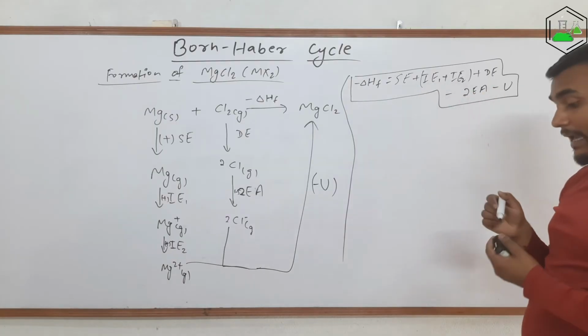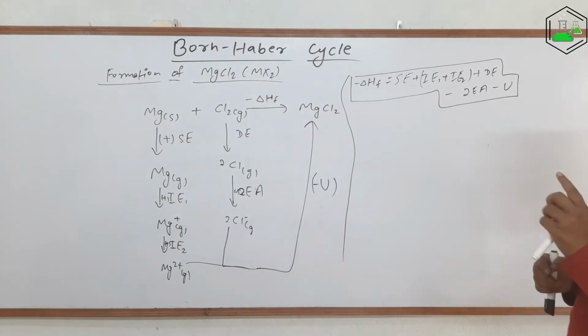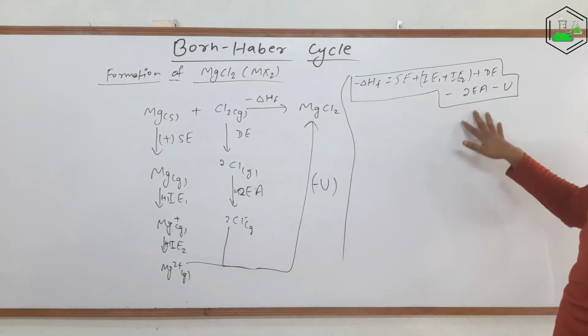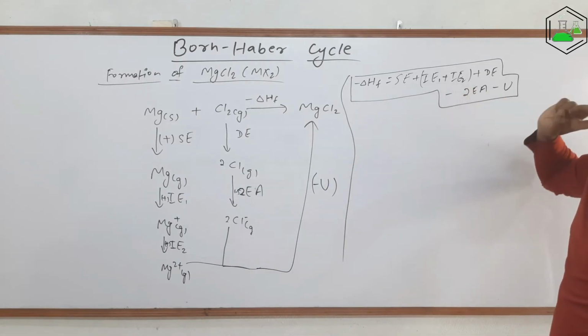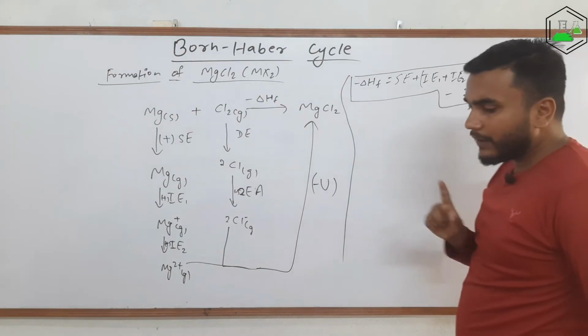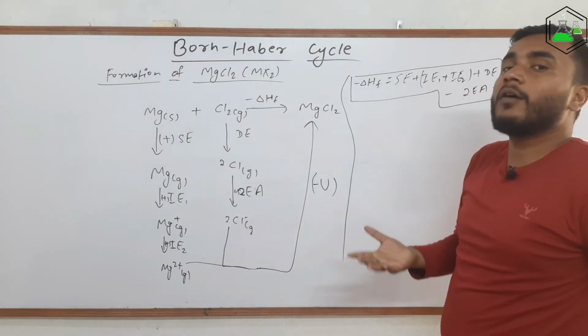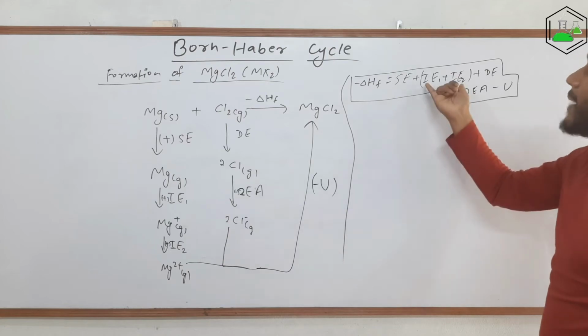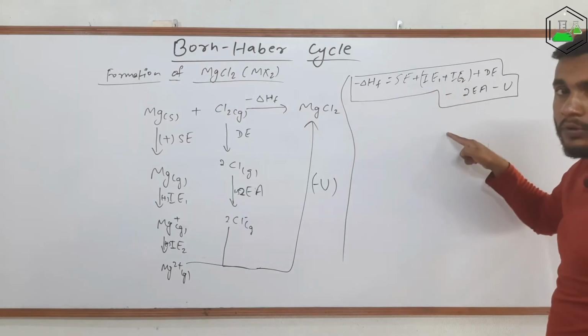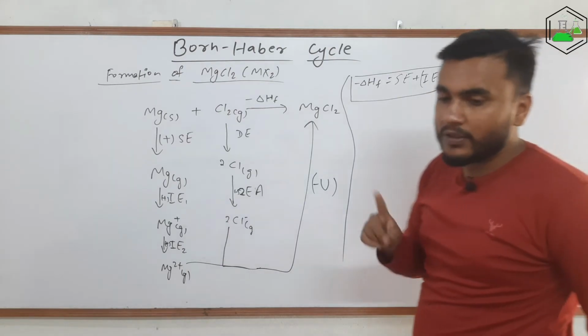In the first case, that is MX type of compound, there were only 6 terms. In this case, there are 7 terms because there are 2 ionization energies. In the examination, if it gives you only the ionization energy of magnesium, that means it is giving the combined form IE1 plus IE2. Otherwise, it will give you both the values separately.